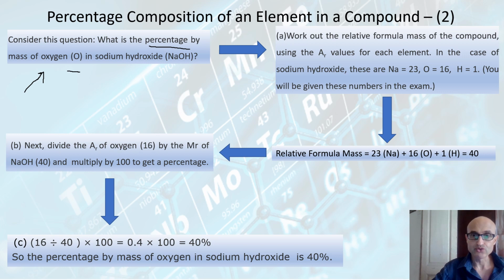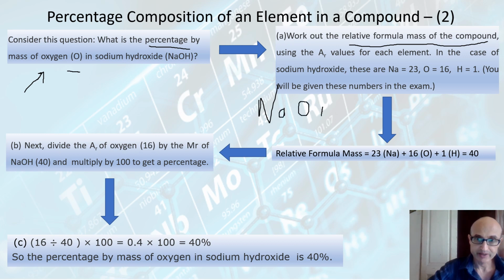So the first thing that you have to do is work out the relative formula mass of the compound. This represents your 100% of the mass, if you like. So since sodium hydroxide is NaOH, I will write that down over here. As you can see from right over here, the relative formula mass must work out to be 23 plus 16 plus 1. Notice that since I only have one of each chemical species, there are no subscript 2s or 3s, it's one of each.